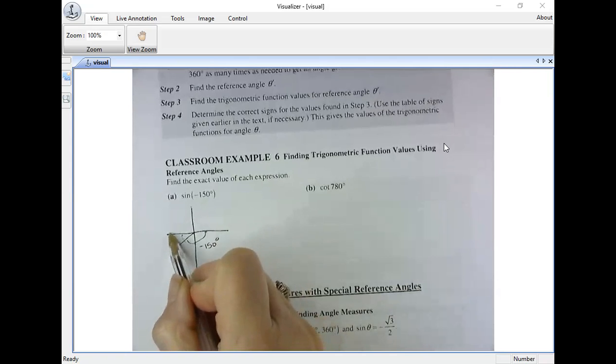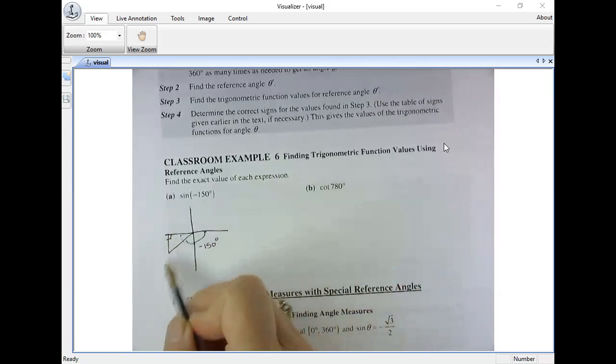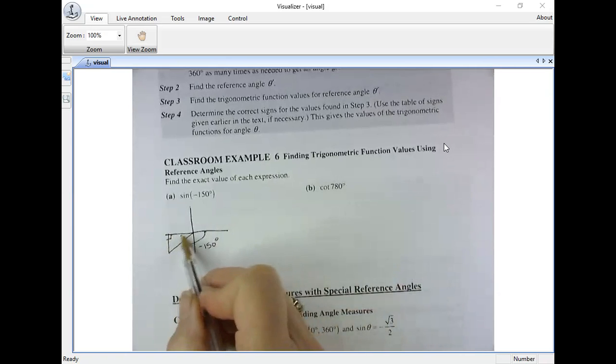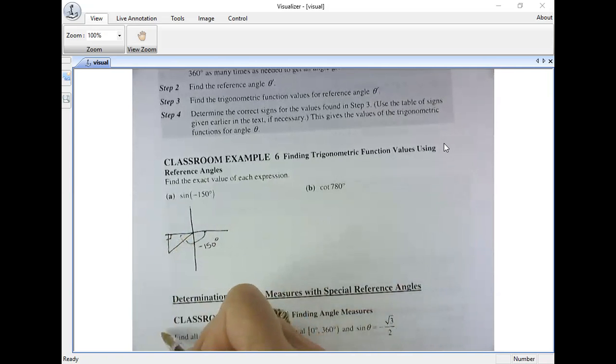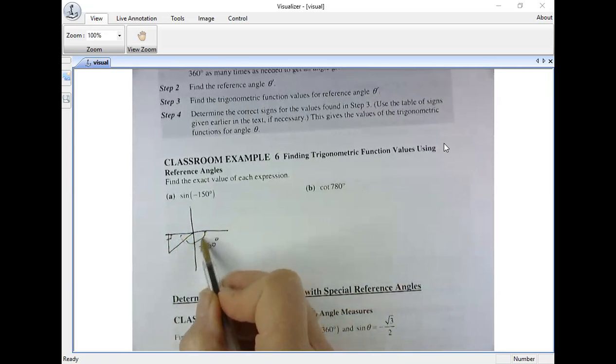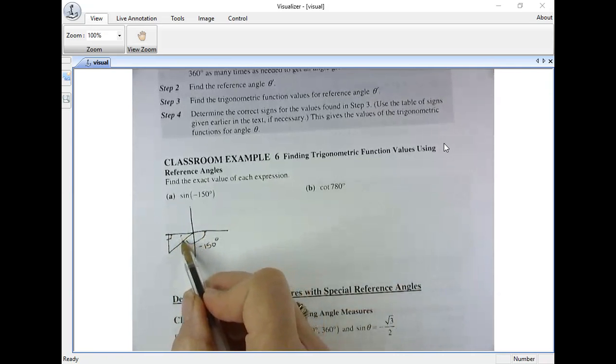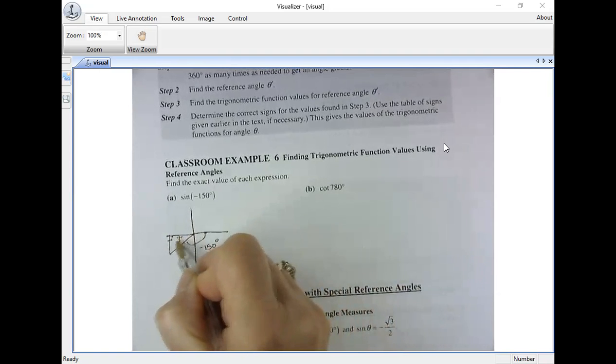Now, draw your perpendicular, and what do I need to find? What do we call this angle here? It's your reference angle. Good. So what's going to be the reference angle on this one? If I've gone 150 degrees this direction, then if I've gone all the way to here, it would be 180. What's missing? Yeah, this is a 30-degree angle.